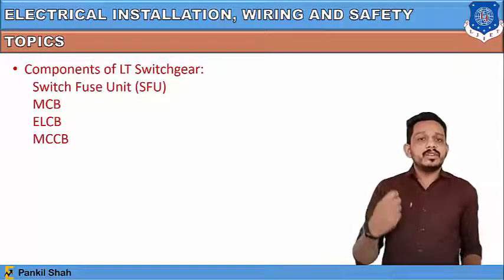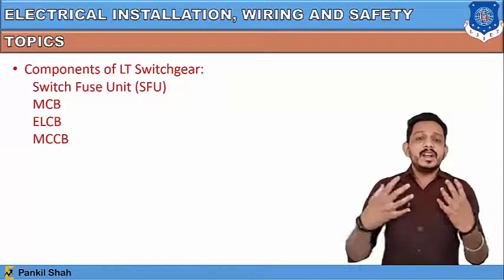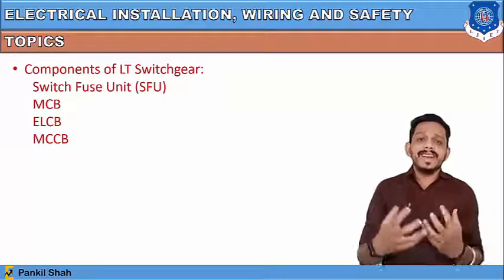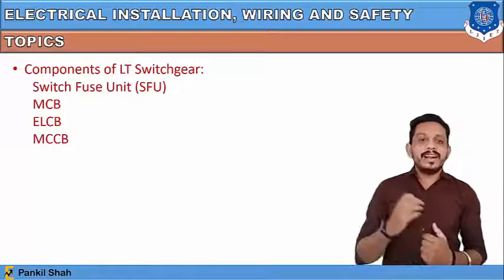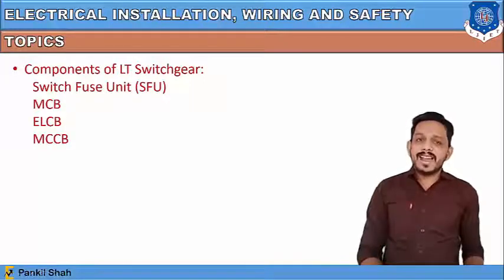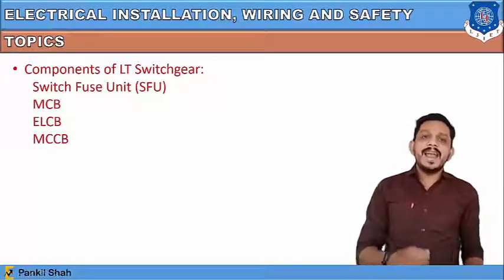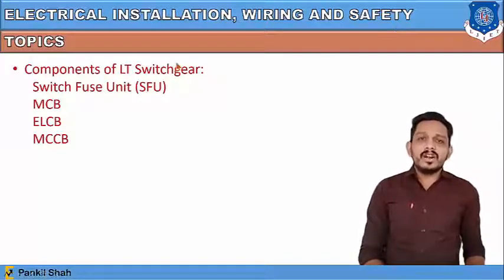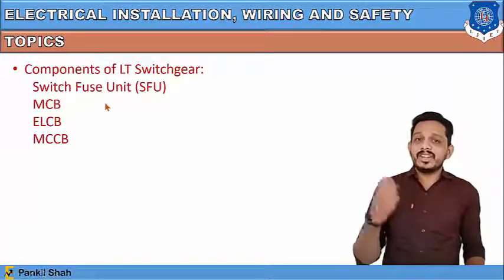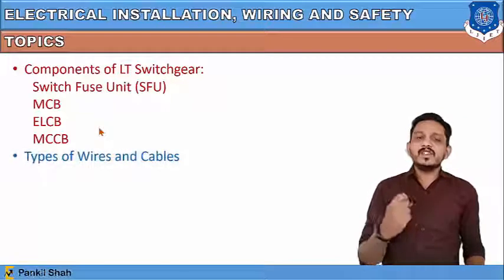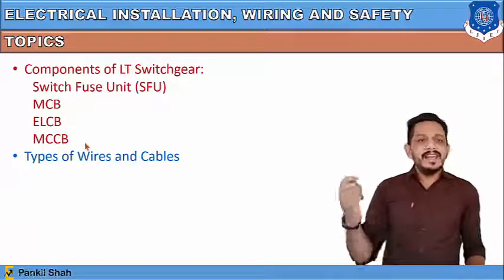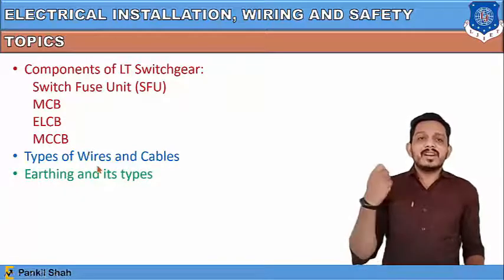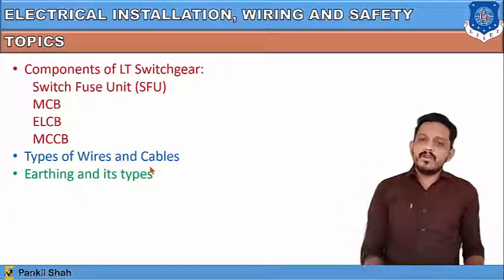For low tension switchgear, we use different components to protect the electric system, and those components are as follows: the switch fuse unit, the MCB, ELCB, and MCC. All these components are useful for the protection of the electric system. Next, we will discuss the types of wires and cables. We will also discuss the construction of different types of cables.